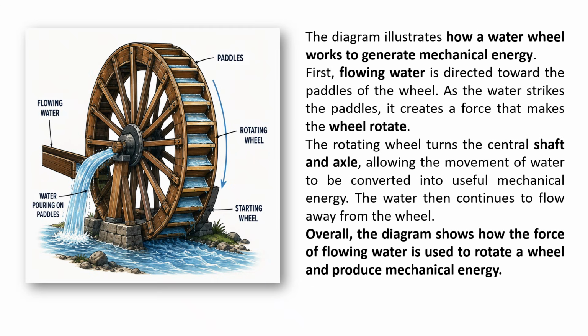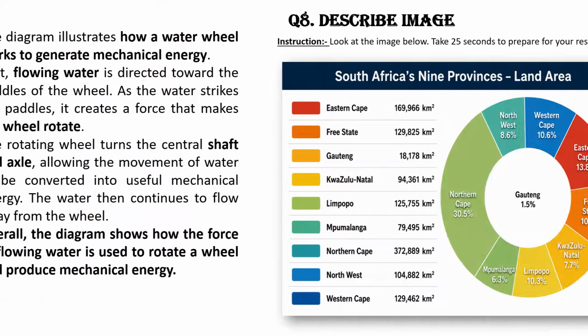The rotating wheel turns the central shaft and axle, allowing the movement of water to be converted into useful mechanical energy. The water then continues to flow away from the wheel. Overall, the diagram shows how the force of flowing water is used to rotate a wheel and produce mechanical energy.